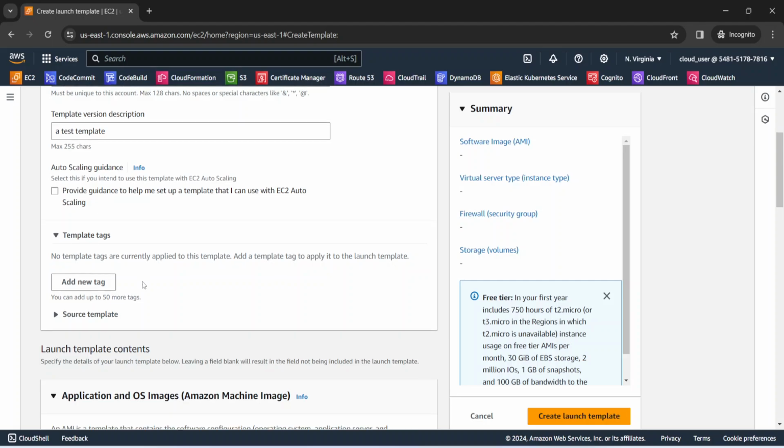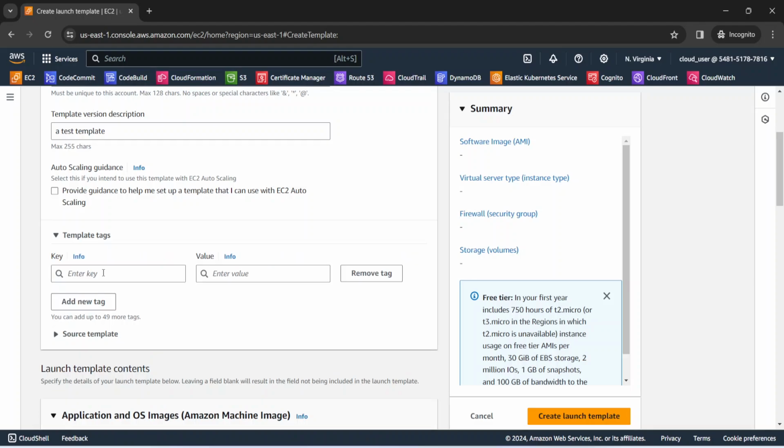There's a provision for template tags. You can add a tag, for example, for which environment that particular template belongs to. In case of IT environments, you can just use an environment tag and enter the value as prod, which is short for production.